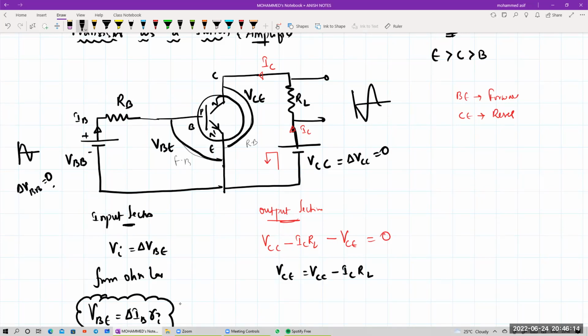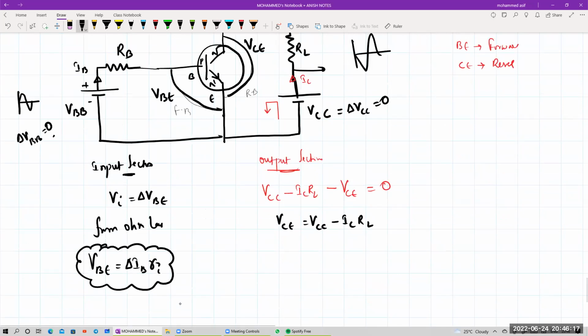And if I'm writing this in terms of a change, delta VCE will be equal to delta VCC minus delta IC into RL. And delta VCC is 0, so delta VCE, the output potential, will be equal to minus delta IC into RL.